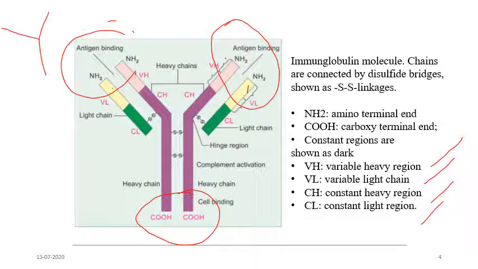You can see that it is joined together by interchain and intrachain disulfide bridges. And the neck of this immunoglobulin is known as the hinge region. Why this hinge region? The hinge region is responsible for the flexibility of the immunoglobulin, so that this Y-shaped antibody can move towards the antigen and go ahead with the reaction.